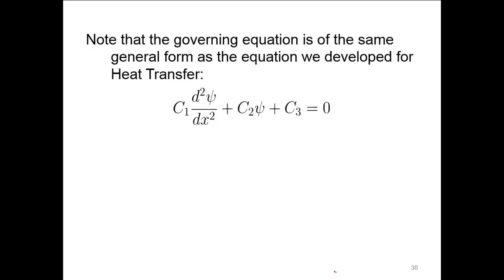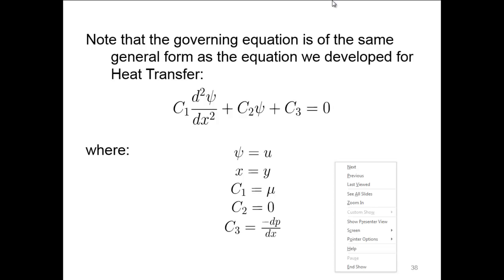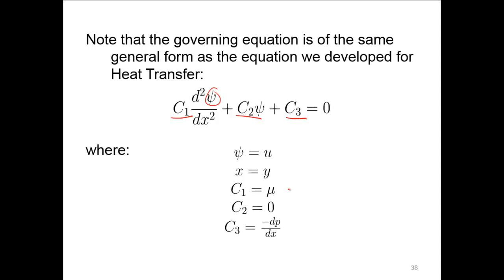So that looks good. Note that the governing equation is the same general form as the equation we dealt with for heat transfer. We had the second derivative of psi with respect to x times the first coefficient, plus the second coefficient times psi, plus the third coefficient. In our case, psi is equal to u, the velocity. X is equal to y, because we're changing in the y direction between the two plates. C1 is our mu, the viscosity. C2, we actually don't have that term at all, it's 0. And C3 is our pressure gradient, that's constant.